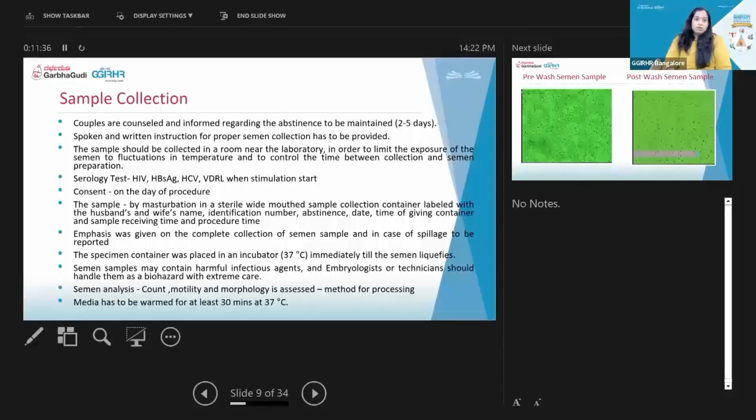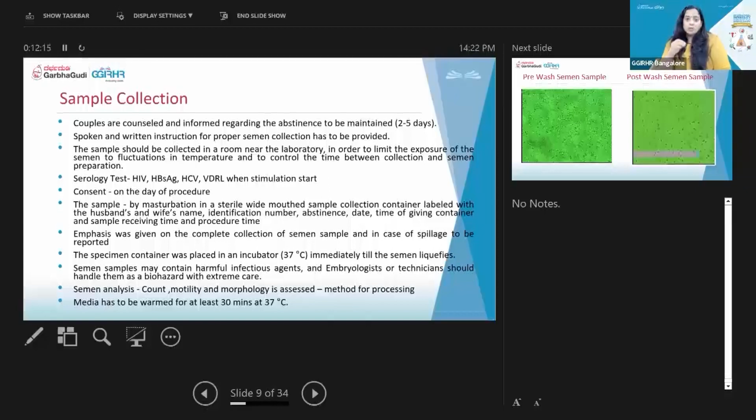The sample has to be collected by masturbation, preferably, which is the method for the collection, in a sterile wide-mouth sample container. The container has to be labeled with the husband's and the wife's name, their identification number, abstinence, date, and time when the container was given. The time also has to be recorded once the sample is received, or the container is given back and kept in the incubator, and also at what time the procedure is started, like the processing time.